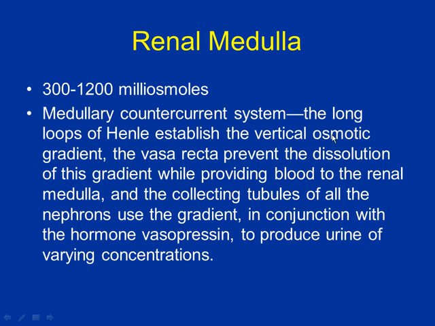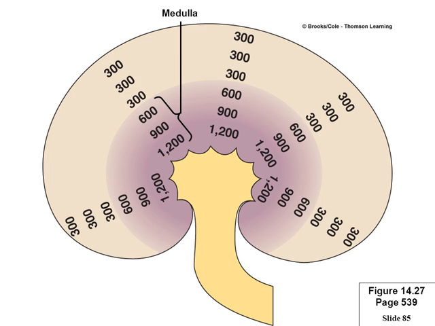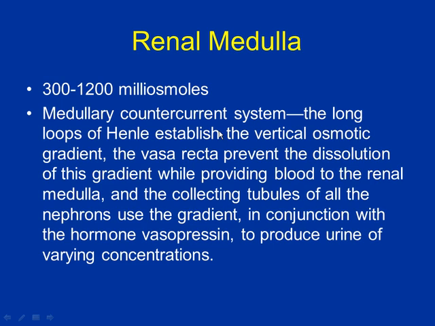First, I would underline the long loops of Henle. So the long loops of Henle are the first part, and they establish this thing called the vertical osmotic gradient. They're the reason that you get this more and more concentrated. So as they're going down the descending loop, that long loop, it pulls out more and more water from the filtrate, and it makes it more and more thick. That's the first part.